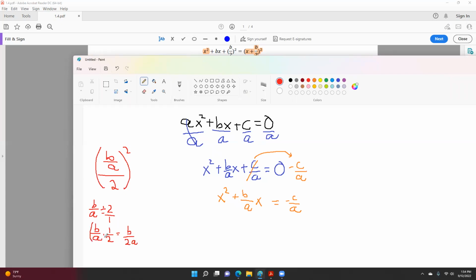And don't forget, you have to square this. We just did the b over 2a; now we square it. When you square it, you get b squared over 4a squared. So you square the b, the 2, and the a. You have to add this to both sides of the equation: b squared over 4a squared on each side.